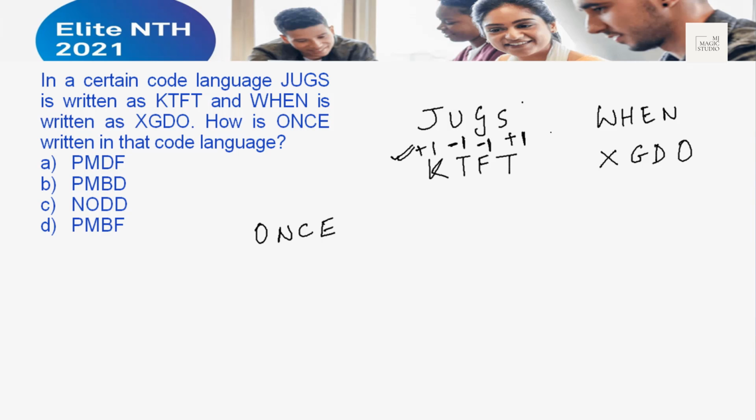Let's check whether the same code is applicable for our second word or not. W plus 1 is X, H minus 1 is G, E minus 1 is D, N plus 1 is O. So O plus 1 is P, N minus 1 is M, C minus 1 is B, and E plus 1 is F. So the code for ONCE should be PMBF. Option D fits in.